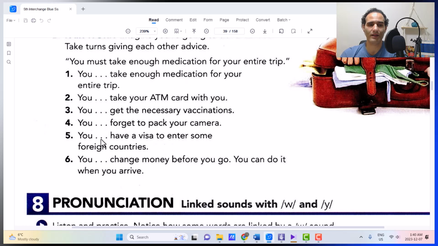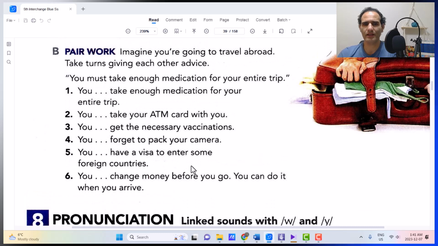Yeah, it's advice. You have a visa. So you must have a visa. You have to have, you need to have. And you change money before you go. So it's advice. You can even go there and change. So you'd better change. You ought to change. You should change. Okay? Because it says you can do it when you arrive there. So maybe it's better to say also, you don't have to change the money because it says you can. This one is also possible. Okay, so for sentences, sometimes different answers are possible.